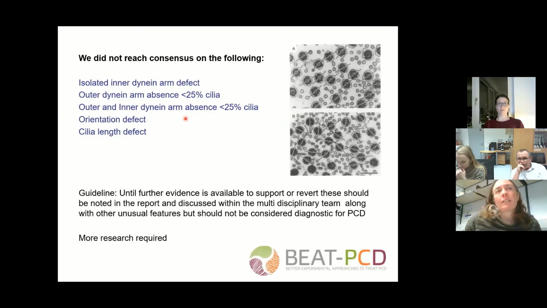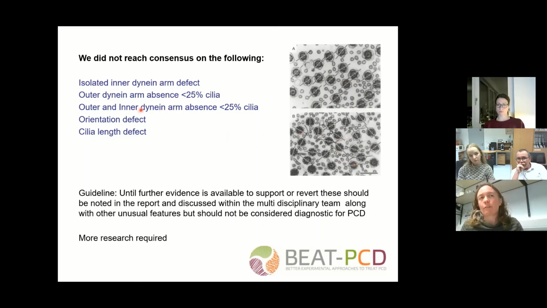In the consensus statement, we didn't reach consensus on a number of other defects, and essentially that's why I was just highlighting that it's still probably important to report those things, but they can't currently be called PCD due to lack of evidence in the literature, despite some people's experience. And those include things like the orientation of the cilia, and actually looking at the orientation can be useful because in a number of PCD defects, because all the cilia aren't beating together in the same way, you do see disorientation. It's not a specific sign.